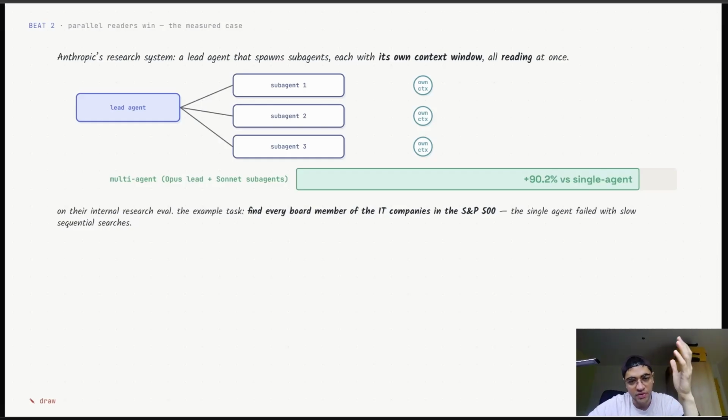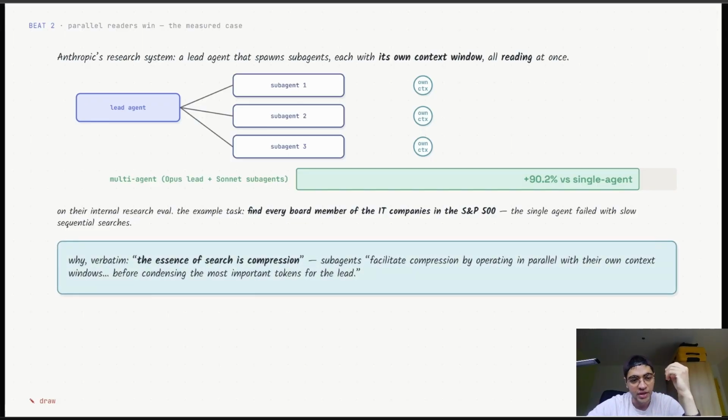So let's say they gave them the task, find every board member of IT companies in the S&P 500. That was their example. The single agent failed because it was slow, sequential searches. On the other hand, the multi-agent system split the action up and actually got much better results than the single agent one. And they explain the mechanism in one line, which is worth memorizing more than the example. It's the essence of search is compression. So sub-agents facilitate compression by operating in parallel with their own context windows, exploring different aspects simultaneously before condensing the most important tokens for the lead agent.